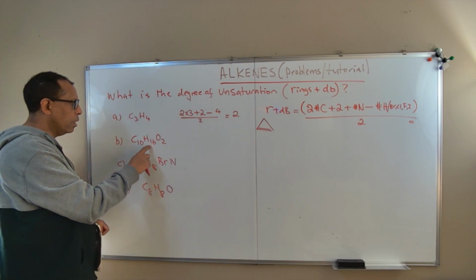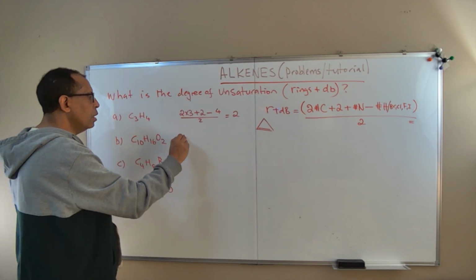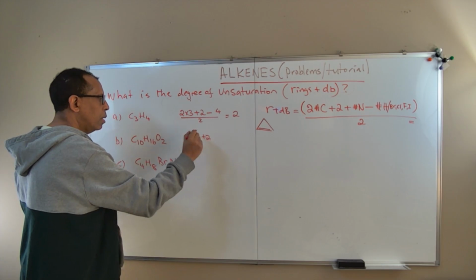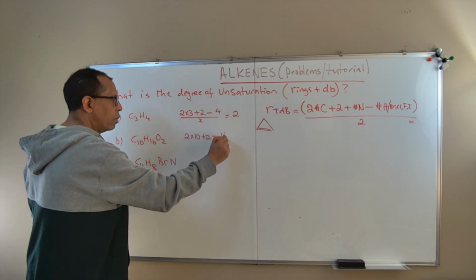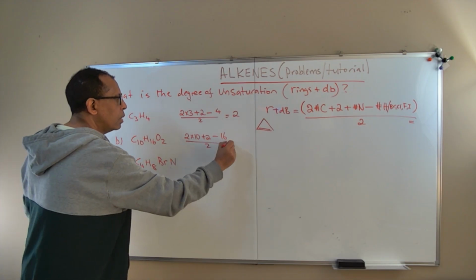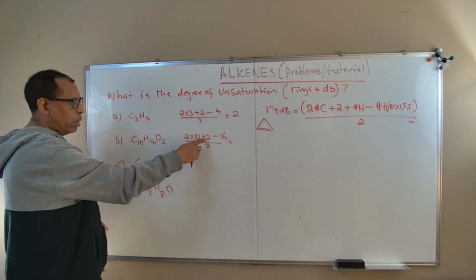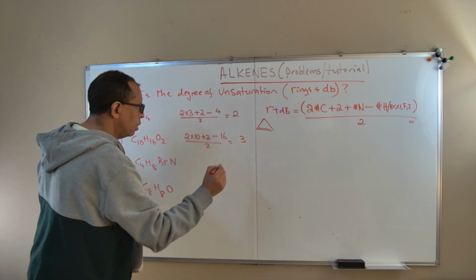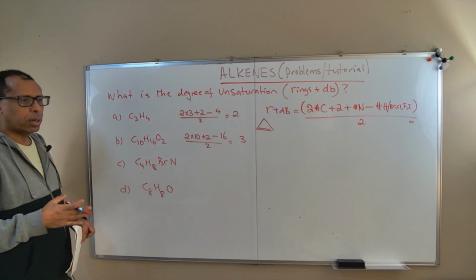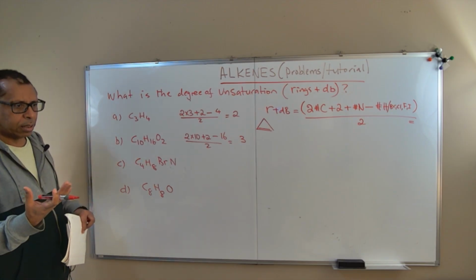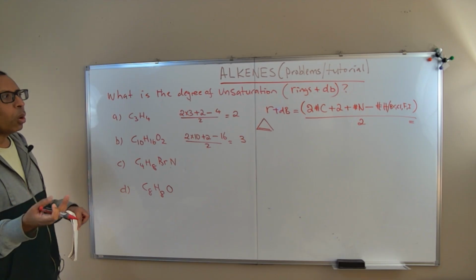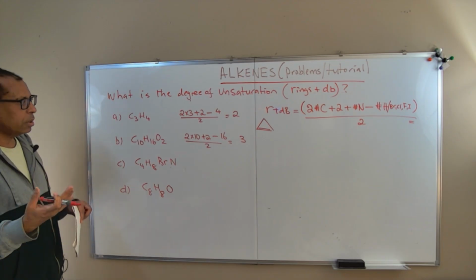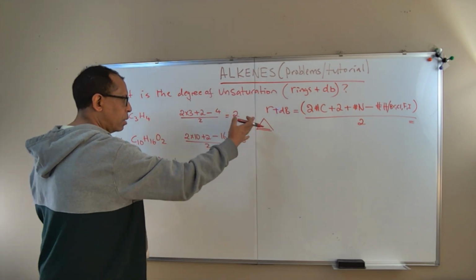Let's do C10H16O2. 2 times 10, the number of carbons, plus 2, minus 16, the number of hydrogens, over 2. That would give you 20, 22 minus 16 is 6, over 2. It should be 3 degrees of unsaturation. So this molecule can have 3 alkene groups, meaning 3 double bonds, or 2 double bonds and 1 ring, or a combination. So that is the degree of rings plus double bonds.